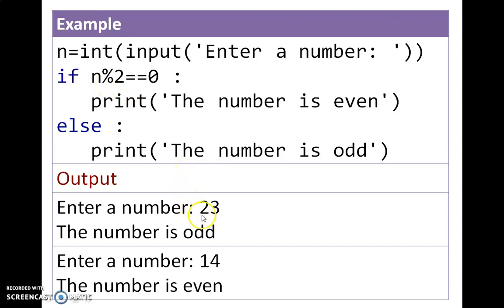When I give the input as 23, 23 modulus 2 gives the answer 1. 1 is equal to 0, which is false. So control passes to the else part and the print statement, the number is odd, is executed. When I give the input 14, the condition 14 modulus 2 is equal to 0 is true. So the print statement, the number is even, is executed.